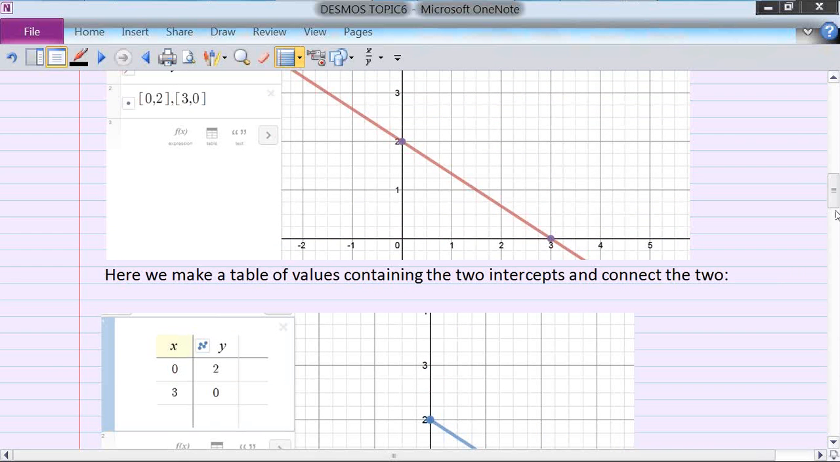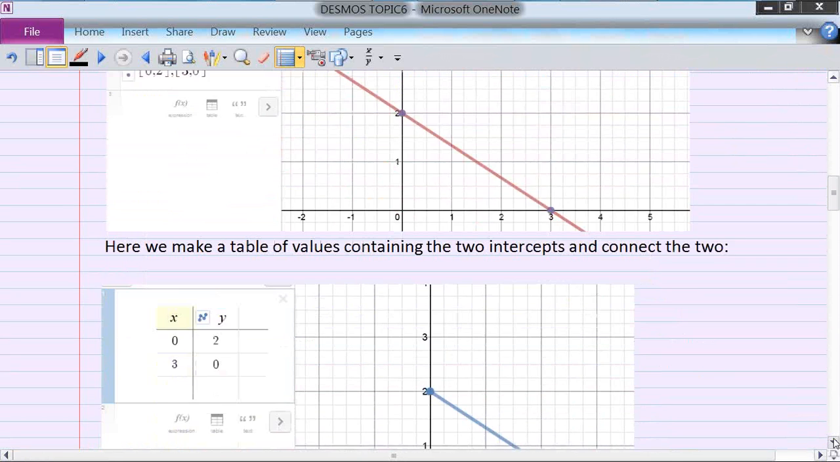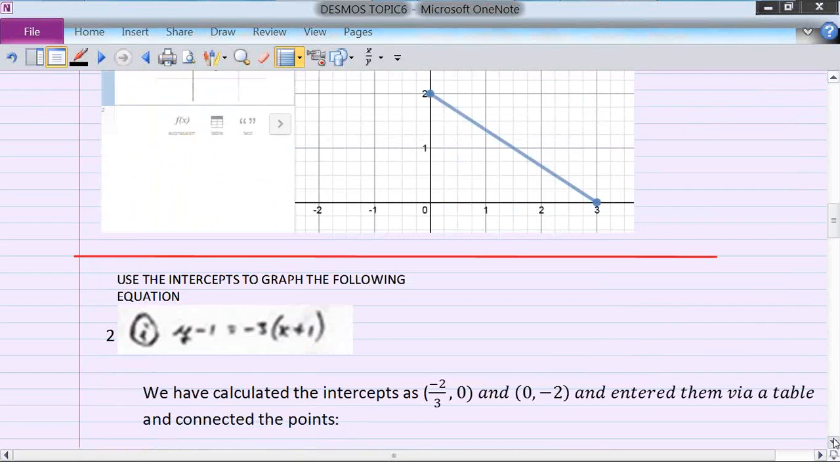So really the proper way to do this is to first of all enter these values, which you can do by calculation. As I said, set x equal to 0, and then y is 2; set y equal to 0, and then x is 3. Put these in, and you can connect the points. Then you can put this line in and show that they superimpose. So it's just an application of Desmos that's kind of interesting.